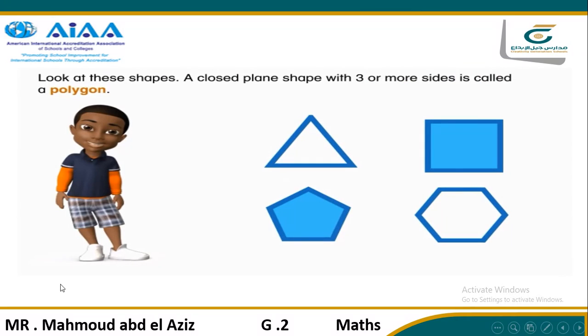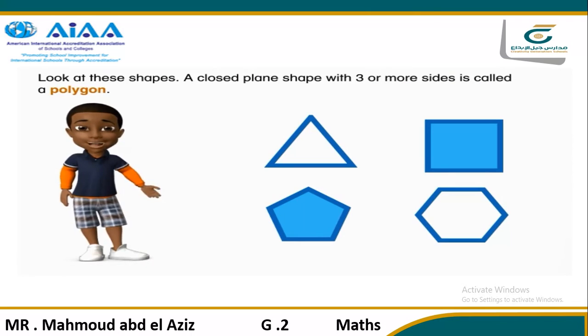These shapes. A closed plane shape with 3 or more sides is called a polygon. You know the names of these polygons.